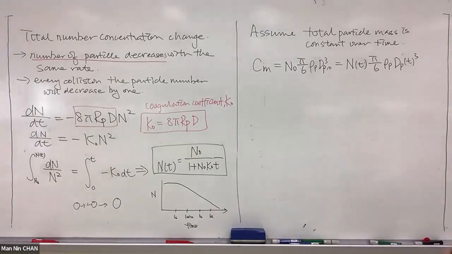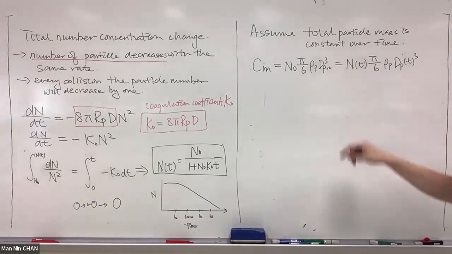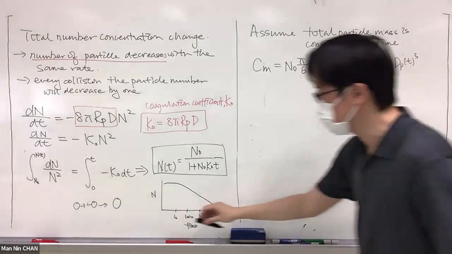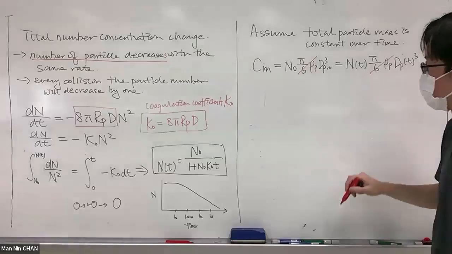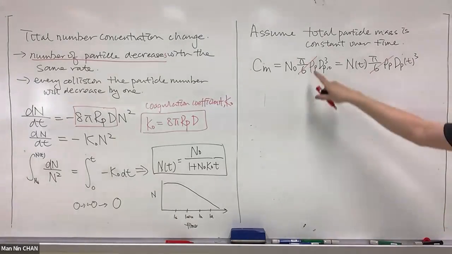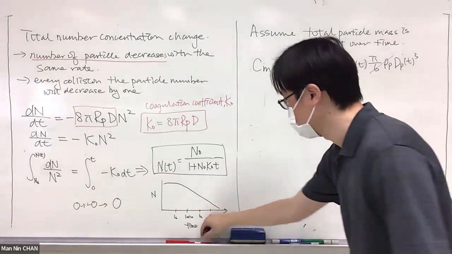Okay. So basically, you can just rearrange these two equations, and then you can find out that some terms can cancel, right? So you don't need to worry about the pi over 6 and also the density of the particle.